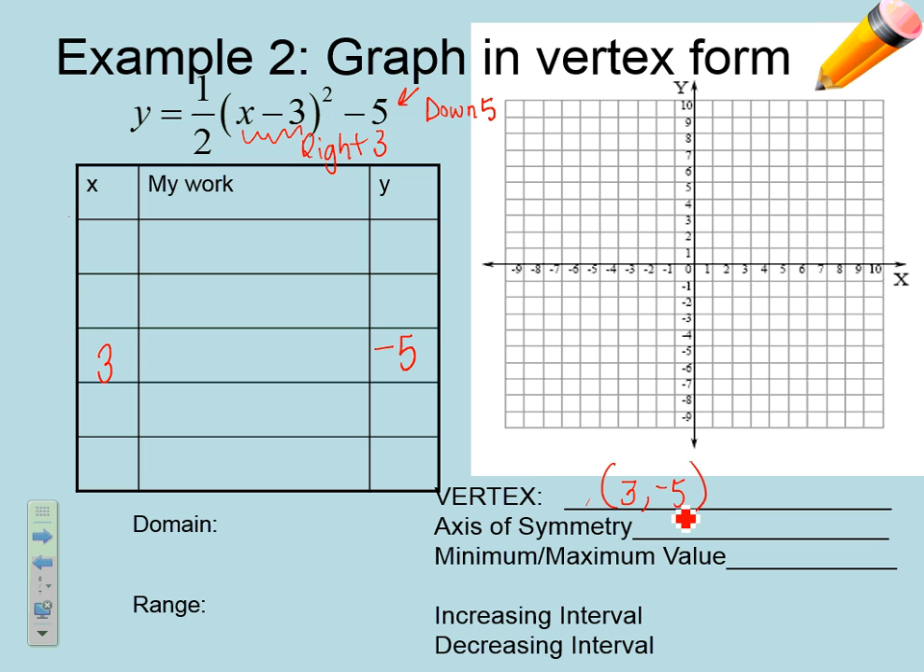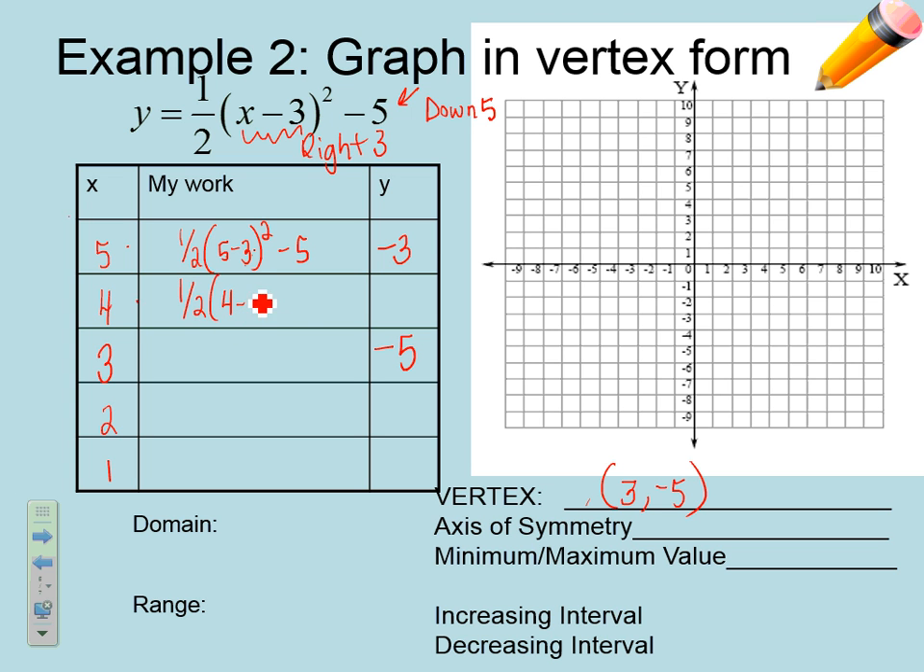3, negative 5. Now all you need to do is figure out what two values you're going to use on either side of 3. So 4, 5, 2, 1, and plug them in. Half of 5 minus 3 squared minus 5. 5 minus 3, 2. 2 squared, 4. Half of 4, 2. 2 minus 5 is negative 3.